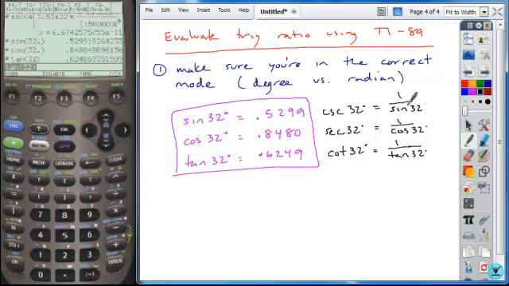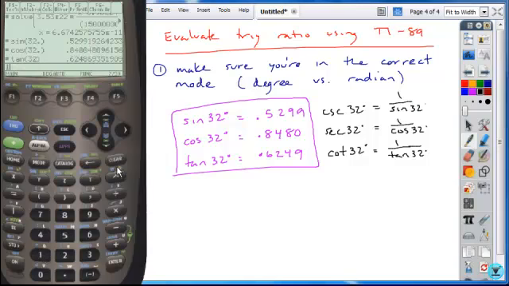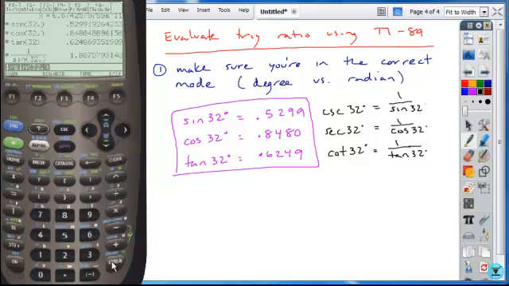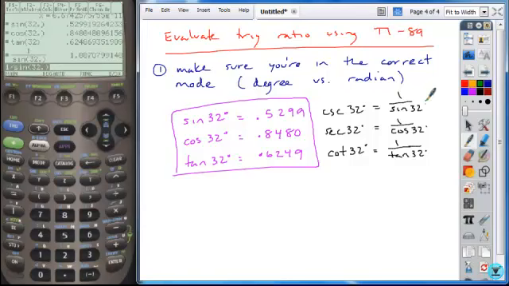There are two ways that you can take the reciprocal on your calculator. One, since we have all these ratios right here, we could just take 1 divided by, and we can highlight this measure. We could also highlight the exact thing. So 1 divided by sine of 32. If we hit that, we get our solution, 1.8871.